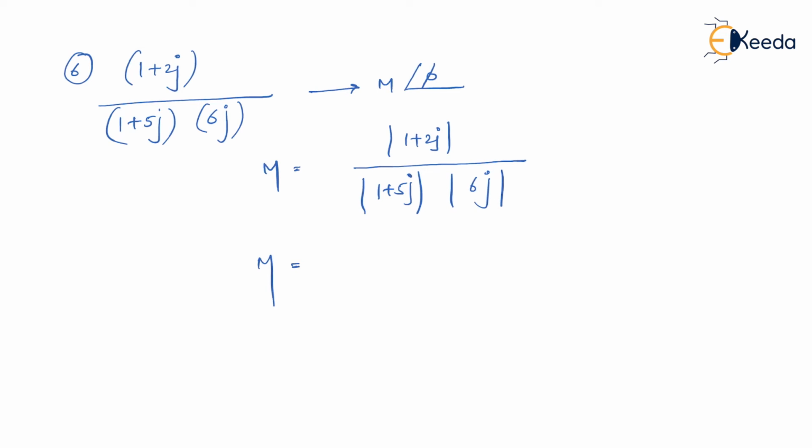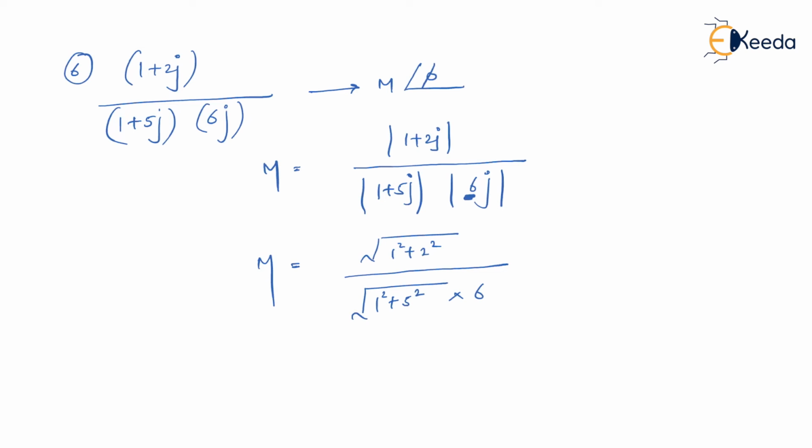Then the magnitude is given as, you know that the magnitude of a plus jb is under root of a square plus b square, so it will be under root of 1 square plus 2 square divided by under root of real part square plus imaginary part square, so it is 1 square plus 5 square. And then you know that the magnitude of a purely imaginary number is just the imaginary number, which is nothing but 6. So again, my intention is not to solve this, but you understood how to calculate the magnitude. That is my whole aim to tell you.